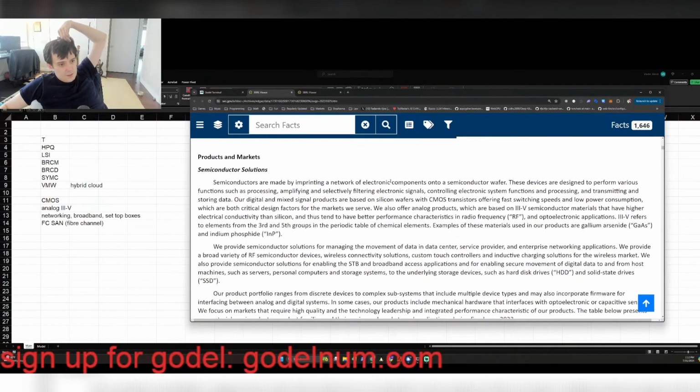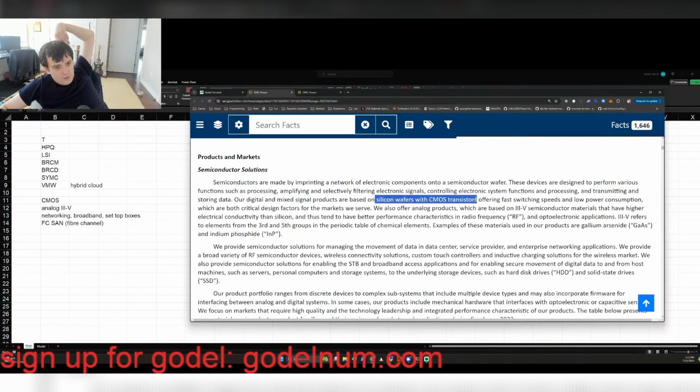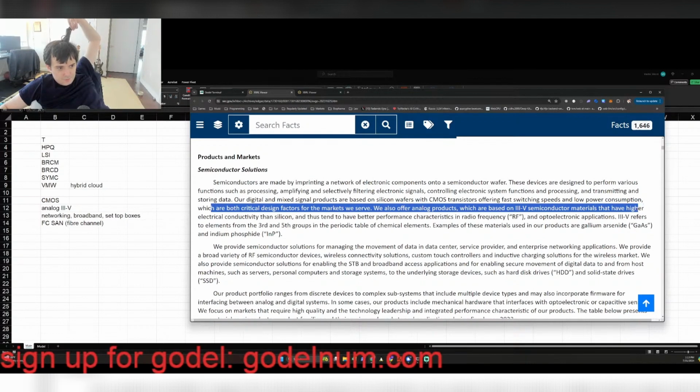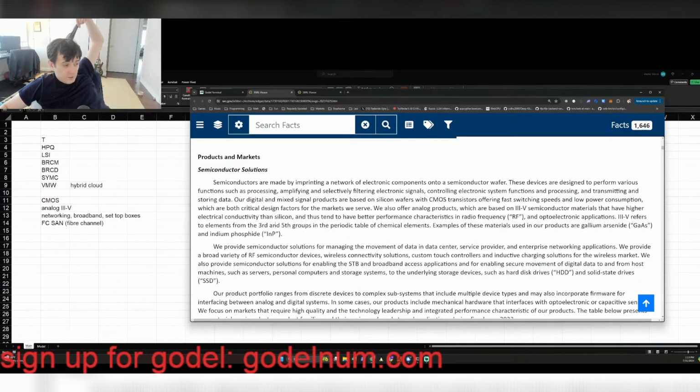All right, semiconductors are made by imprinting a network of electronic components onto a wafer. They're based on silicon wafers. Their products are silicon wafers with CMOS transistors. There's also analog products, which have higher conductivity and better performance in RF and optoelectronics.